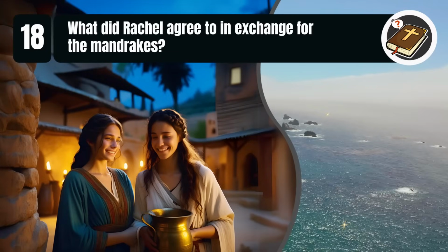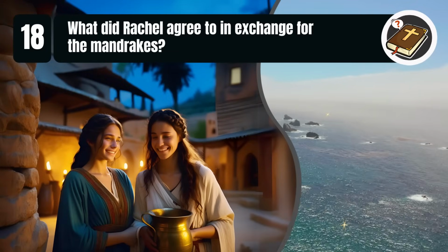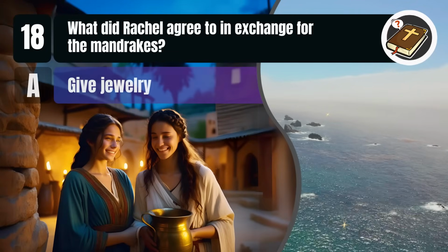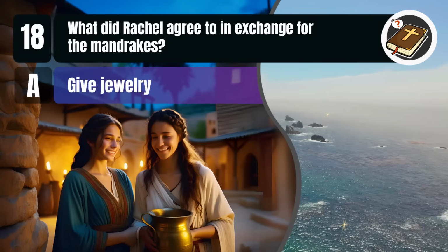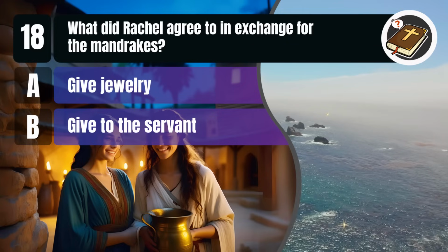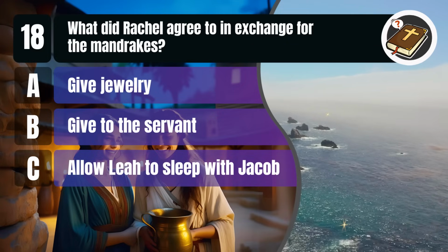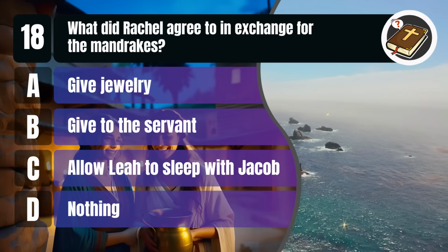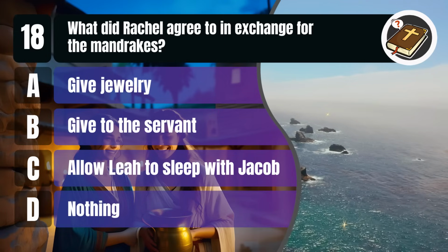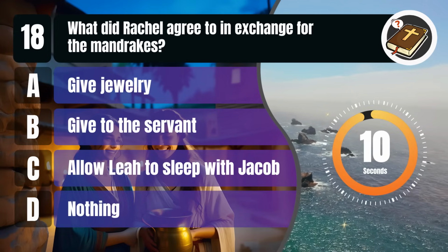Question 18. What did Rachel agree to in exchange for the mandrakes? A. Give jewelry. B. Give to the servant. C. Allow Leah to sleep with Jacob. D. Nothing. You get 10 seconds.